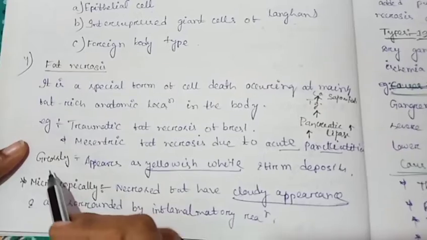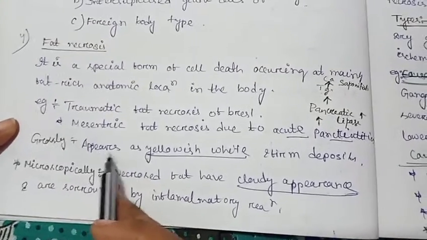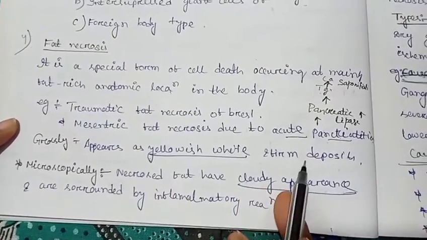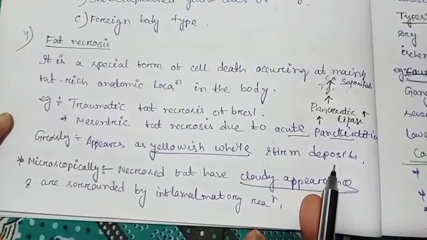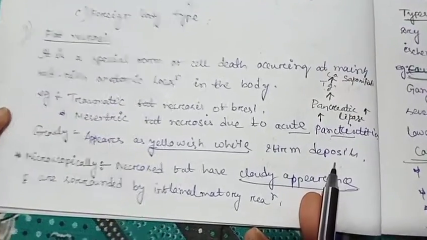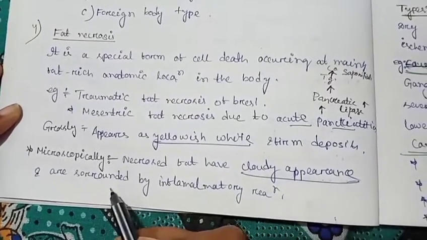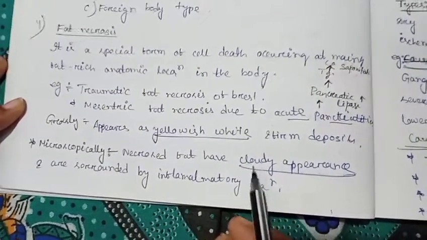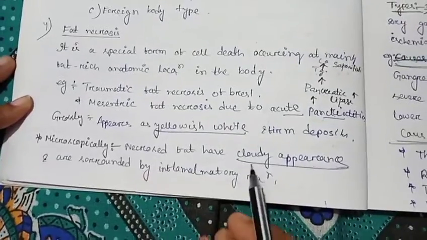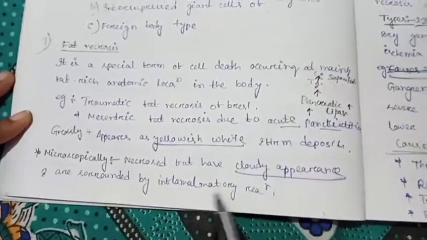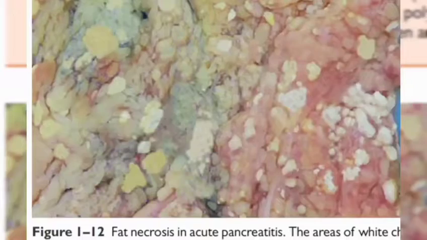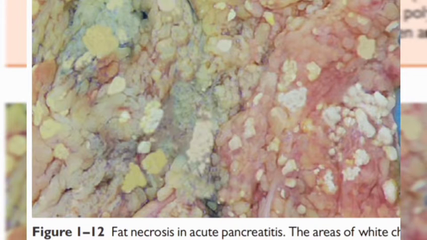Then what is the gross appearance? Grossly, it appears as yellowish white and firm deposits, due to fat. Microscopically, necrosed fat has a cloudy appearance and is surrounded by inflammatory reaction. Due to saponification, the cloudy appearance occurs, and we know that this is fat necrosis. This is acute pancreatitis with fat necrosis, which we discussed.